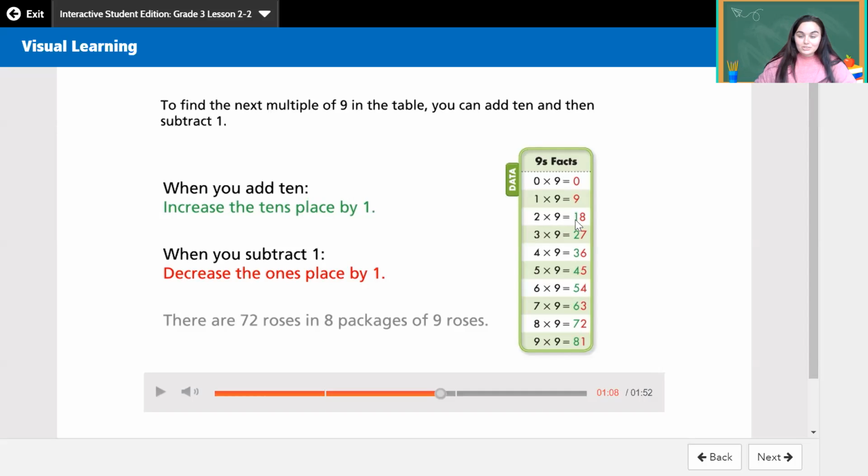1 and 8 put together make 9. 2 and 7 together make 9. 3 and 6 together make 9.